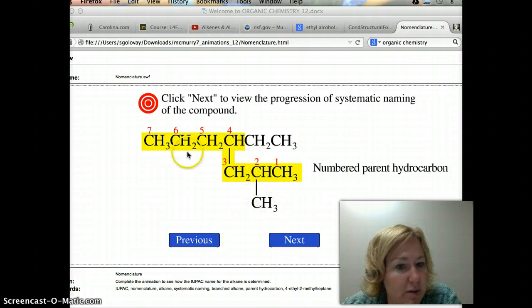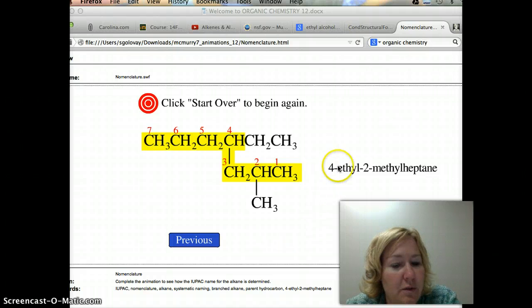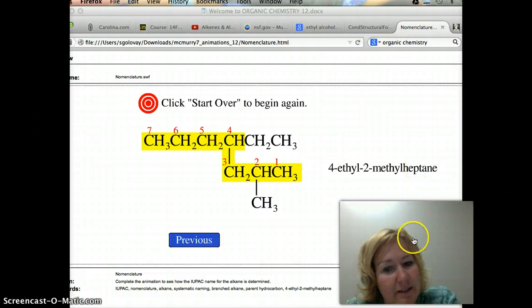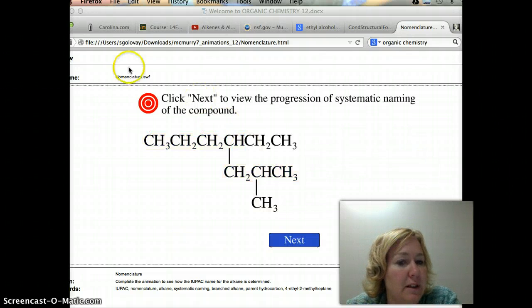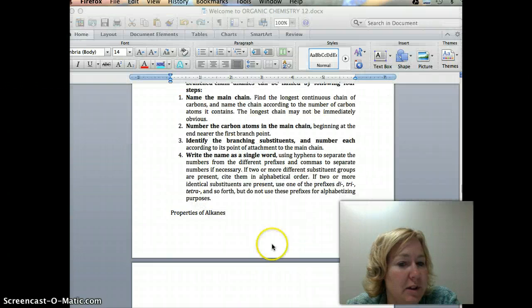the smallest. So instead of naming it, you know, going this way, 1, 2, 3, 4, nope, it's got to be the smallest number. So this is the smallest number. This would make it the smallest number. 1, 2, 3, 4. So it's going to be 2 methyl, 4 ethyl, right? 4 ethyl, 2 methyl heptane. Yep, that's fun. That's a good time. We'll do some of those later.